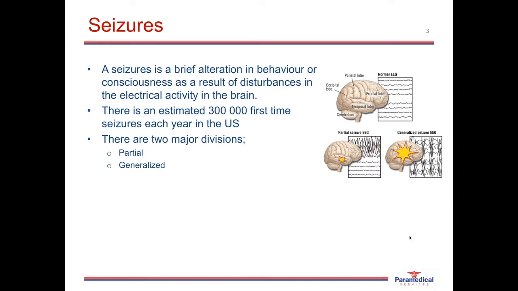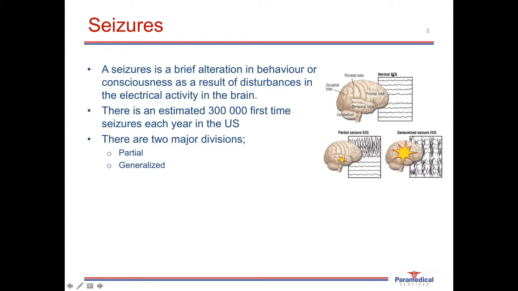There are 2 major divisions or categories of seizures. The one is called a partial seizure and the other is generalized seizure. A partial seizure is a seizure which occurs in a focal or individual point of the brain. So it's just one part of the brain is having this abnormal electrical discharge. Whereas in generalized seizures, the electrical disturbance is happening on both hemispheres of the brain.